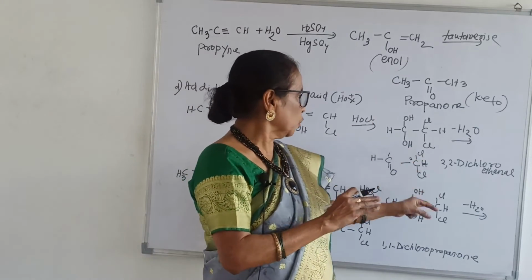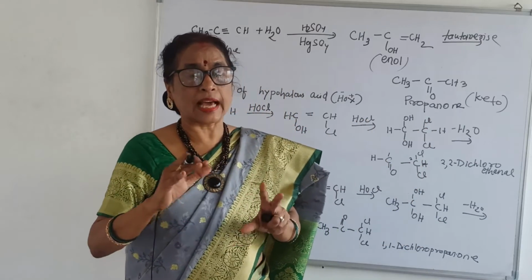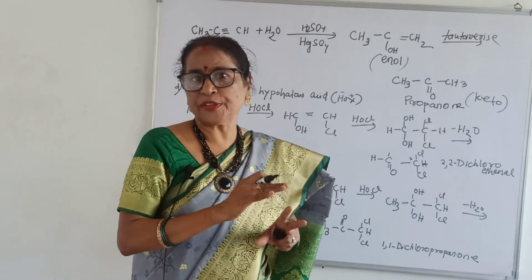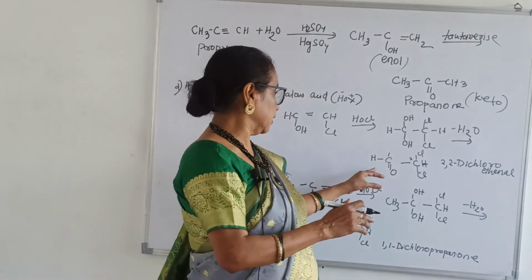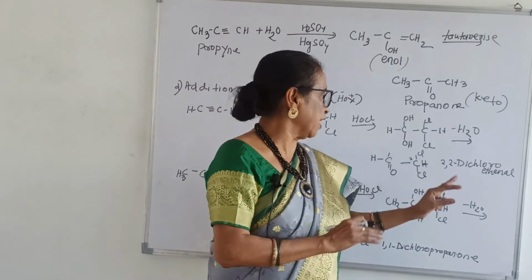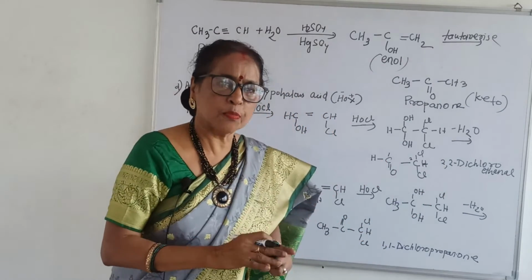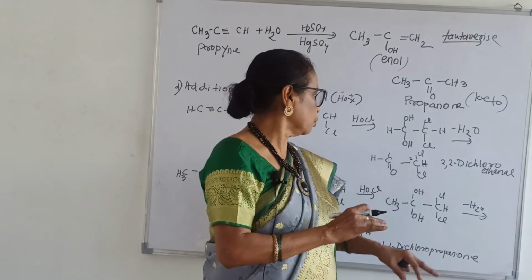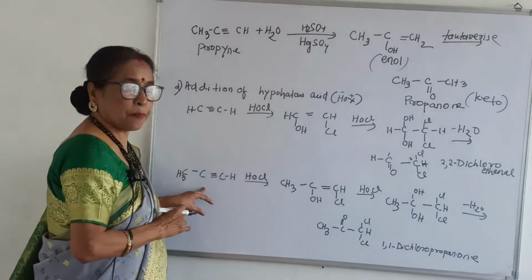Then what is the name? 2,2-dichloroethanal. Ethanal means the IUPAC name of that aldehyde, acetaldehyde. So the name is dichloroethanal. And what are the positions of chloro? 2, 2. Next come to propyne.